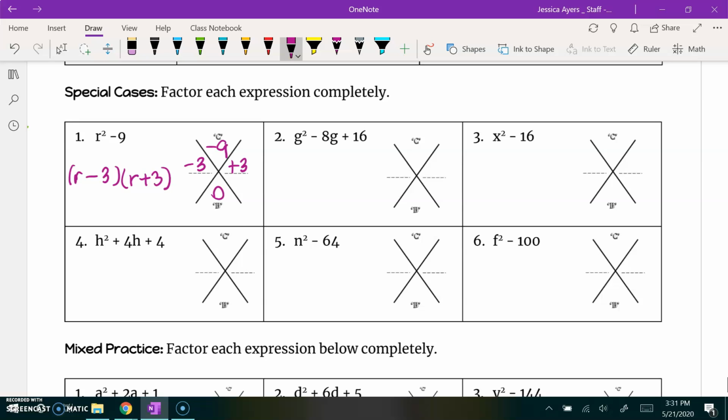If we jump over to number 3, it has the same thing. We don't have a b value. So our c is negative 16 and our b is 0. So if you think to yourself, what multiplies to be negative 16 and adds to be 0? That's negative 4 and positive 4. Do you see the pattern? The x minus 4 and x plus 4. This is what we call the difference of squares.